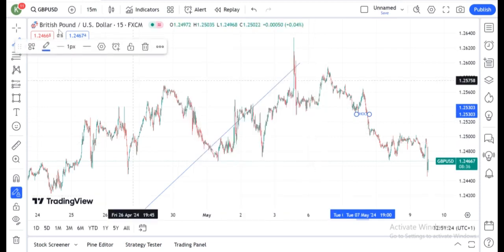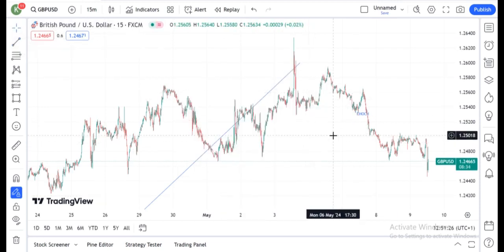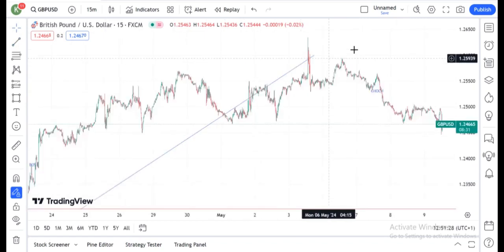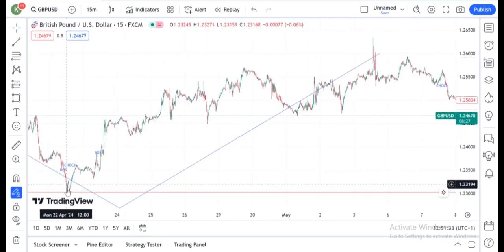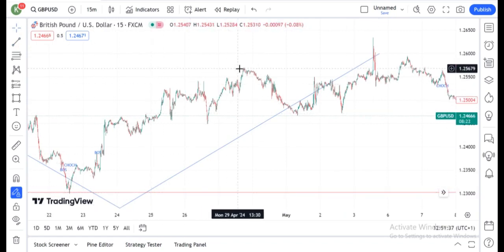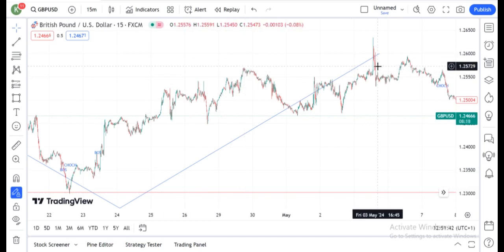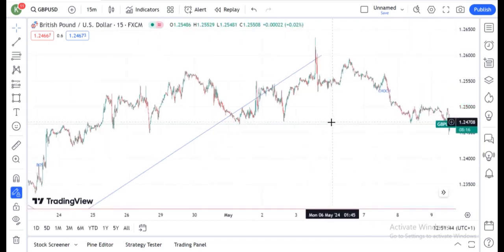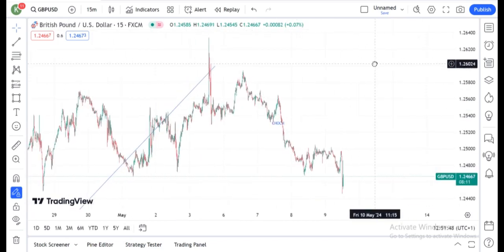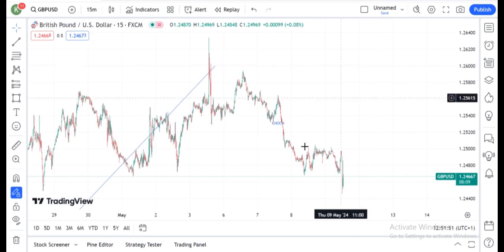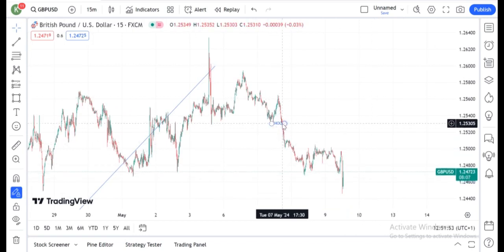So I see a change of character, but what we don't know is if it's an inner change of character or an external one, because there are inner ones and external ones. So how you can know that is when you look at this point and then you look at maybe this point as a break of structure. Okay, so this can be an inner change of character. So it depends on how you are looking at the liquidity sides. But look at the way we're looking at it now. So if this is a change of character, where do we get our entry from?